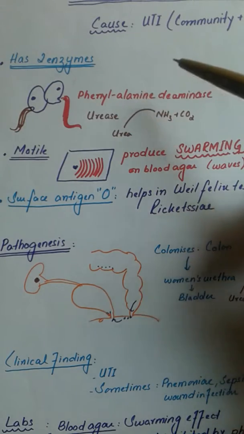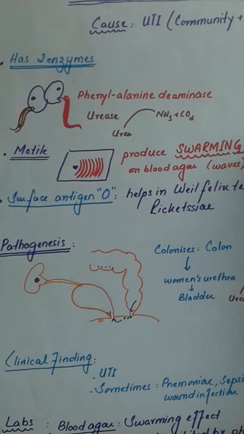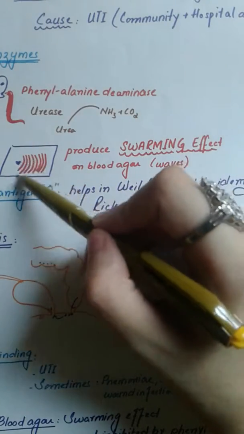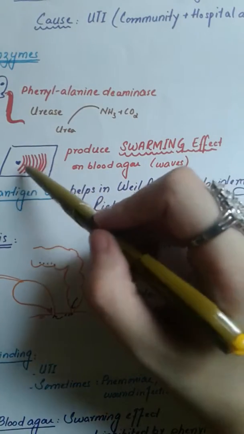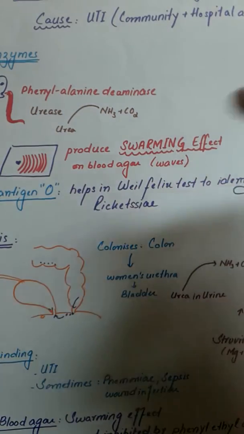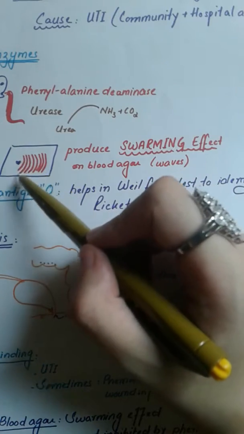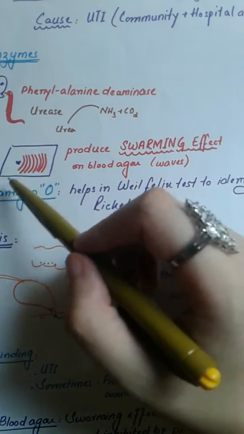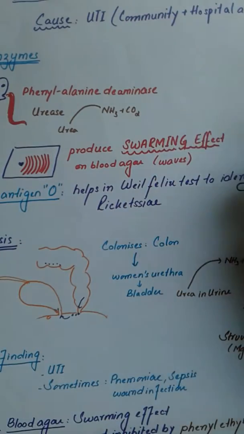These organisms are very motile. They produce a swarming-like effect whenever they are present on blood agar, meaning producing waves in that. So you need to first stabilize it by specific use of alcohol so it does not cause swarming movement, and you're able to identify it.